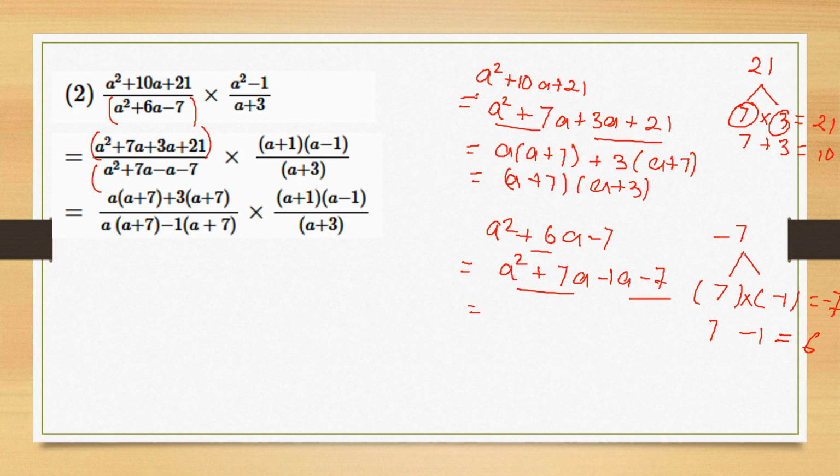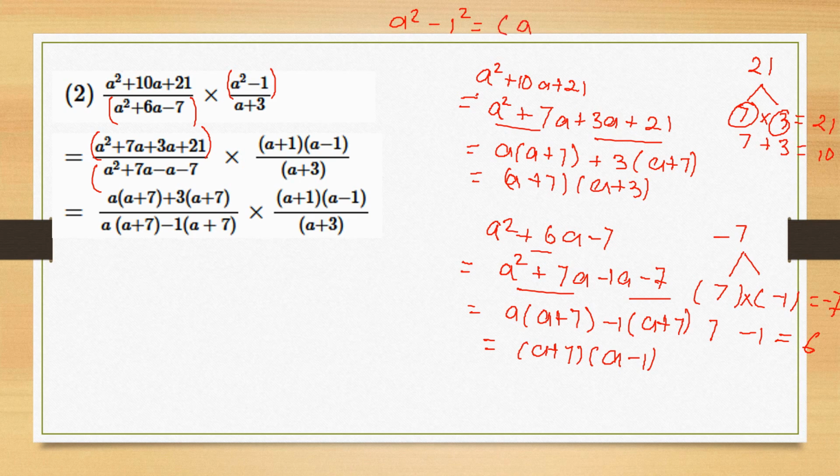Then we pair it. So the first pair a is common, so a plus 7. Second pair minus 1 will be common, we have a plus 7. So here we have a plus 7 into a minus 1. And now if you look at this expression, a square minus 1, so this we can write it as a square minus 1 square, and this is of the form a square minus b square, and we can just expand it as a minus 1, a plus 1. So that is how we get this, the denominator a plus 3 as it is.